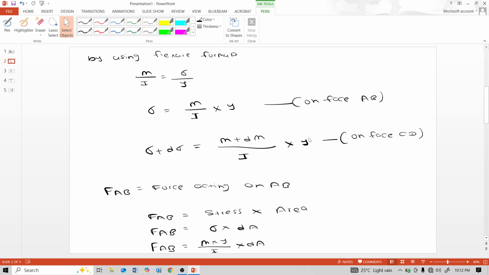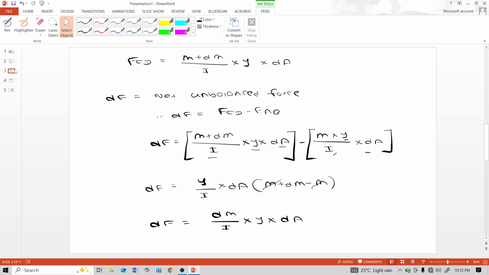Now F AB is the force acting on AB. For calculation of force acting on AB, force is nothing but stress into area. Stress is denoted by sigma, and area is that small elemental strip area dA. F AB is equal to sigma, that is M into y upon I, into dA. And for face CD, force is similarly stress into area. Stress is M plus dM upon I into y, into dA.